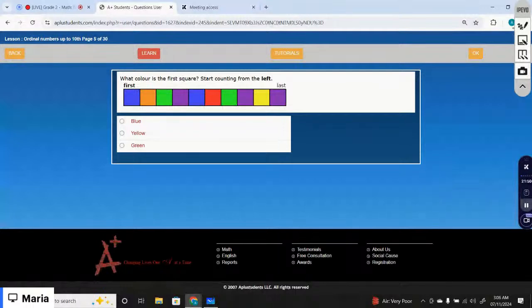What color is the first square? So the correct option. The first one is blue. Option number one is the correct option, right?